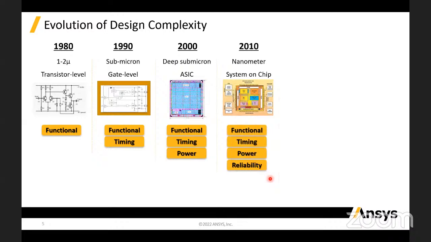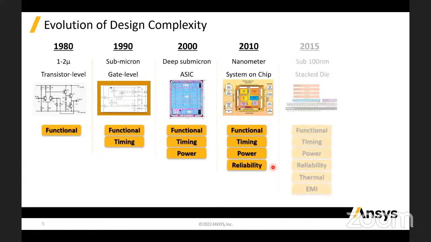Scrolling forward to 2010s, more components were integrated into the IC, leading to the system on chip terminology that we talked about earlier. The reliability of the SoCs became an added challenge. Towards 2015 and later, we moved to stacked die structures and sub-100 nanometer technologies, where thermal and EMI considerations became added challenges from a physics simulation point of view.